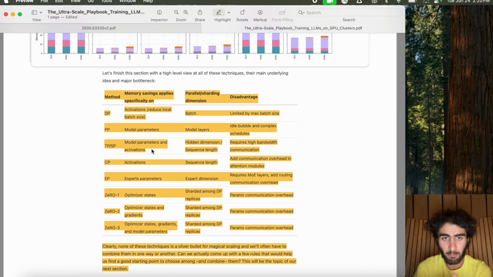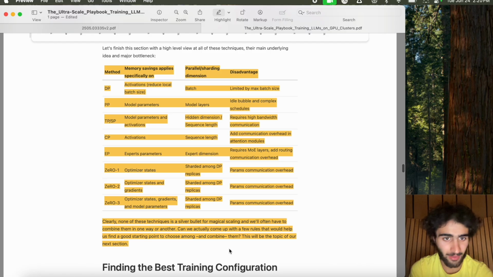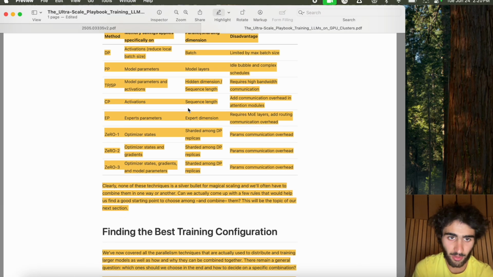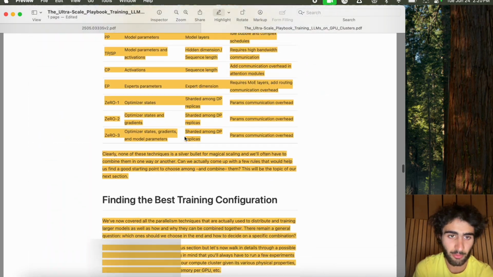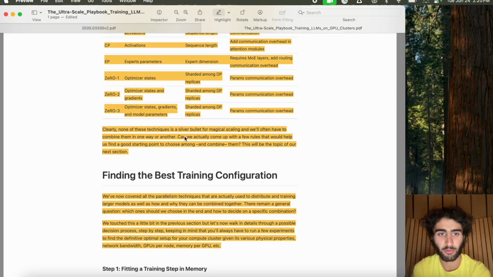TP/SP is parameters and activations, which are sharded. This is done along the hidden dimension for tensor parallelism and the sequence length for sequence parallelism. And it requires high bandwidth communication, which means it should be within the node. Once again, if you want to read the rest, then please go ahead. There is quite a lot of similarity between this table and the other one, so I don't want to repeat myself. Another note that the authors have put here is that there's no silver bullet for magical scaling, and we have to combine them in one way or another.